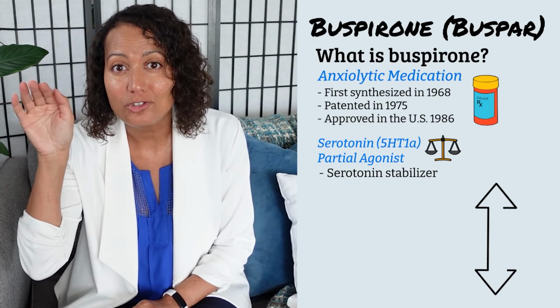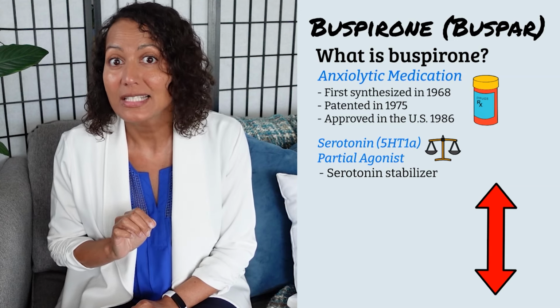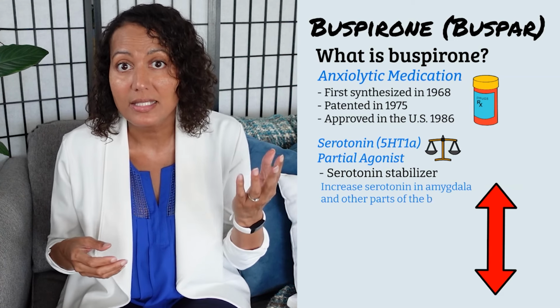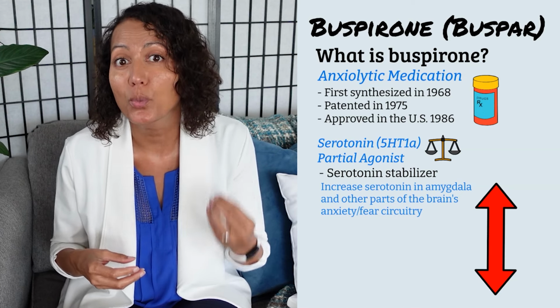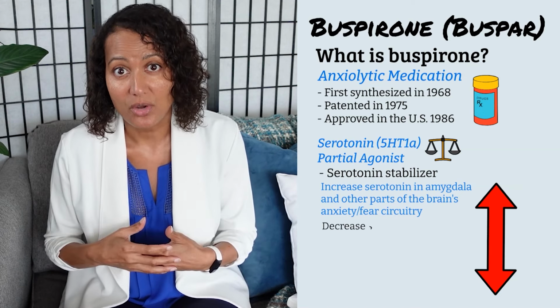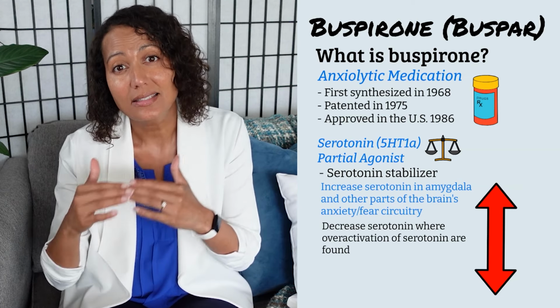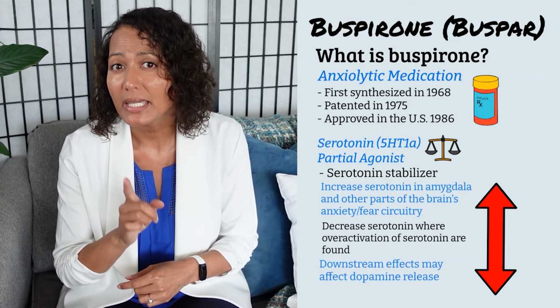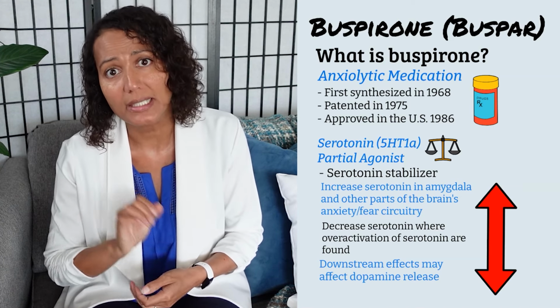It'll increase that neurotransmitter in an area where it needs to be increased and decrease it in areas where it's not needed. So increasing that serotonergic activity in the amygdala and fear center of the brain is primarily how Buspirone works. It also decreases serotonin in areas where serotonin is overactivated and has a downstream effect, or a trickle effect, let's say, on dopamine. So it can affect the transmission and release of dopamine as well, but to a lesser extent. Which takes us to number 2.